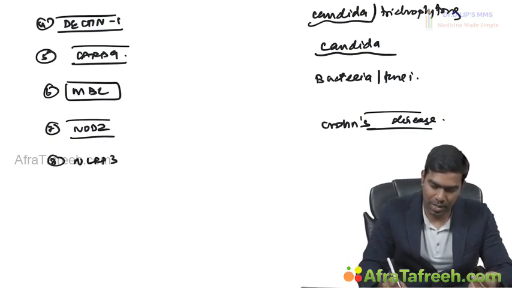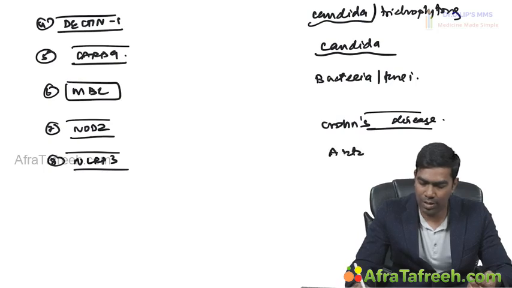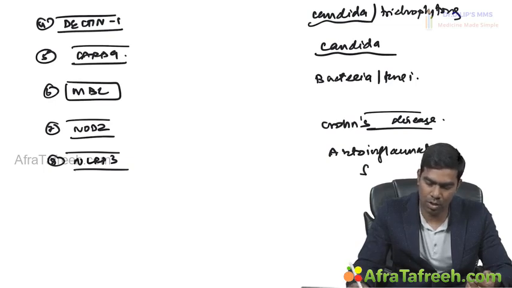Number 8, NLRP3 defect. NLRP3 is very important for producing IL-1 beta, the caspase pathway. So IL-1 beta will not be produced, so that you will result in autoinflammatory syndromes. These are called autoinflammatory syndromes.